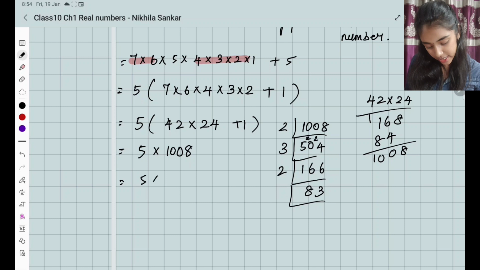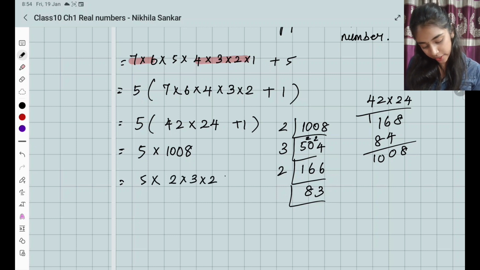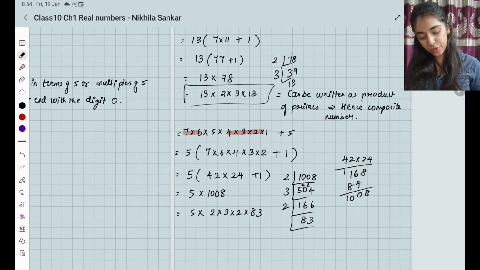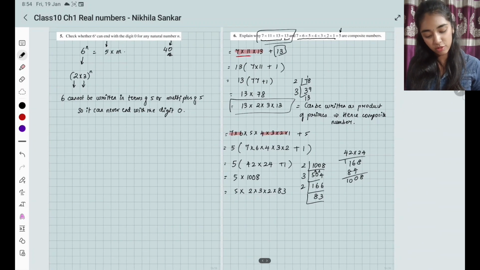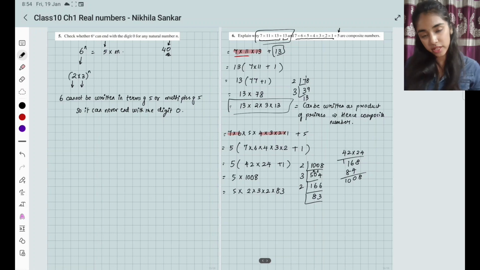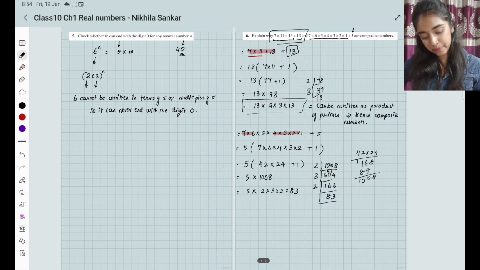So this is going to be 5 into 1008 eppadi ezhudalam? You can write it as 2 into 3 into 2 into 83. So again, you have to write the same value. Can be written as product of primes. Hence, it's a composite number. Okay, punjida? That's all. Please copy.